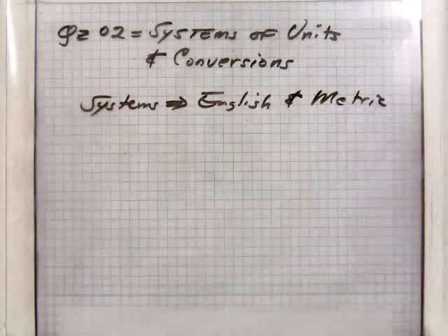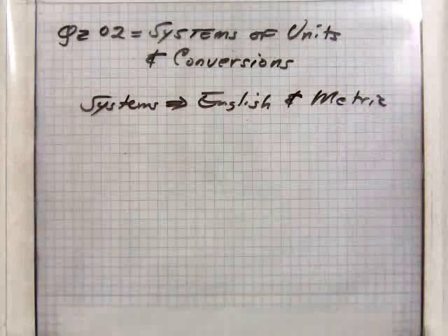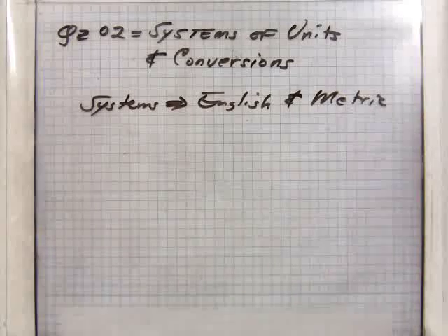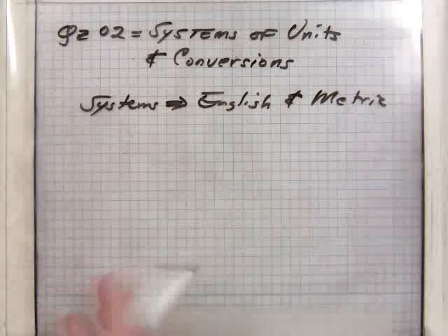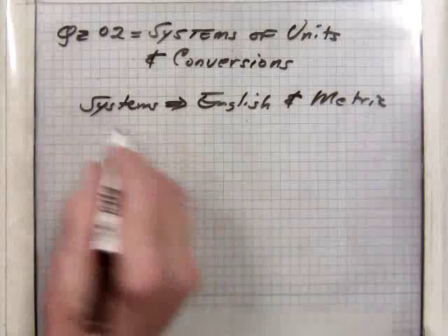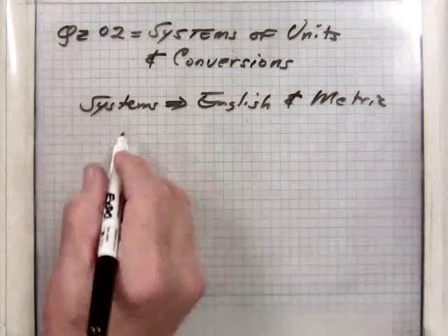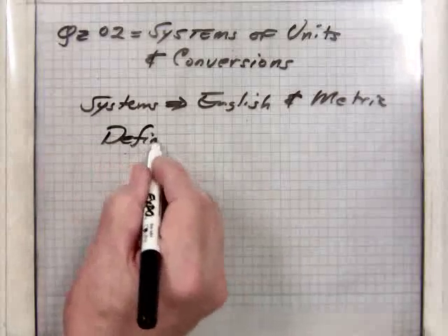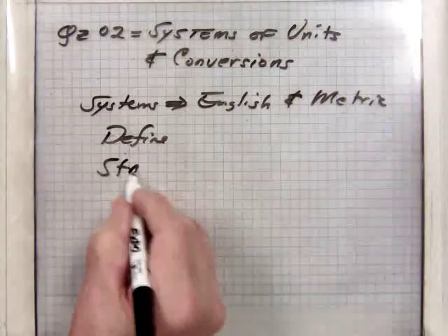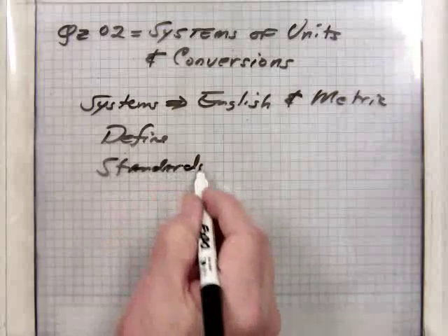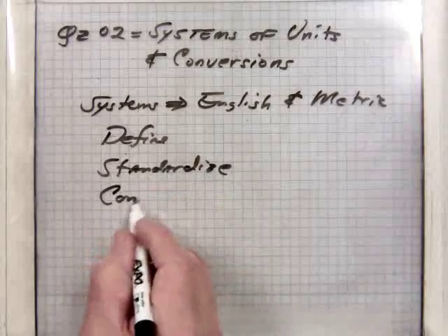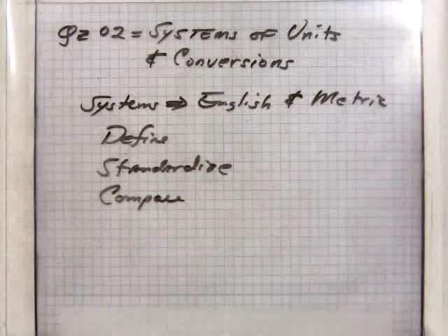Metric systems. And in defining a system of units, three things are absolutely necessary. Define the quantity, standardize, and make comparisons so that it will make sense. It's a descriptive aspect of measurement. So creating a system is define, standardize, and compare. So that's the essence of science anyway.